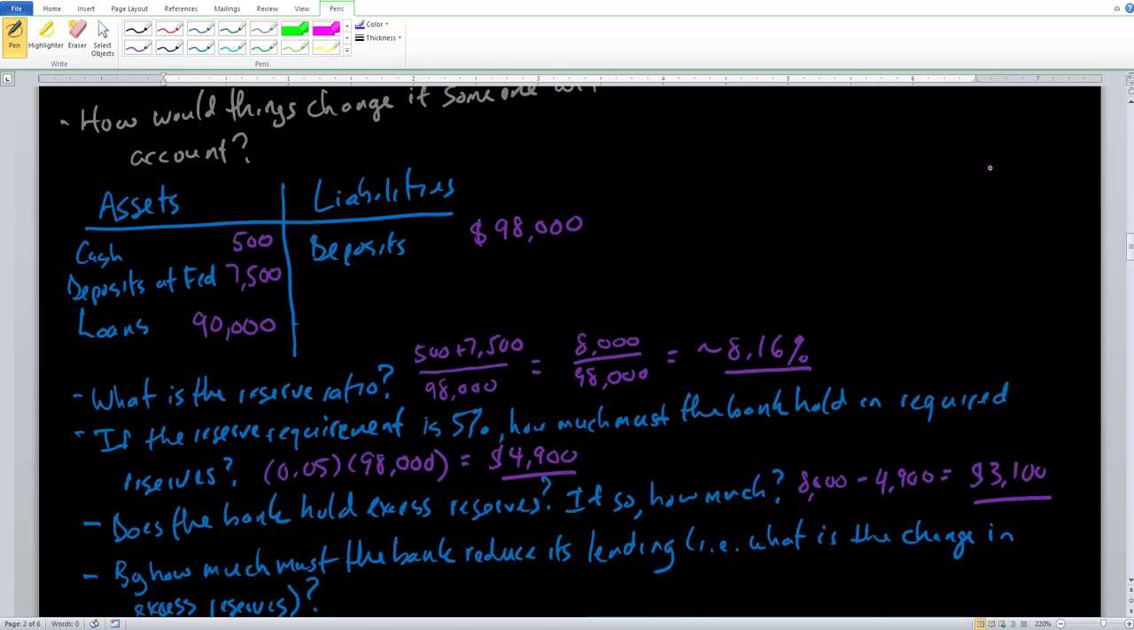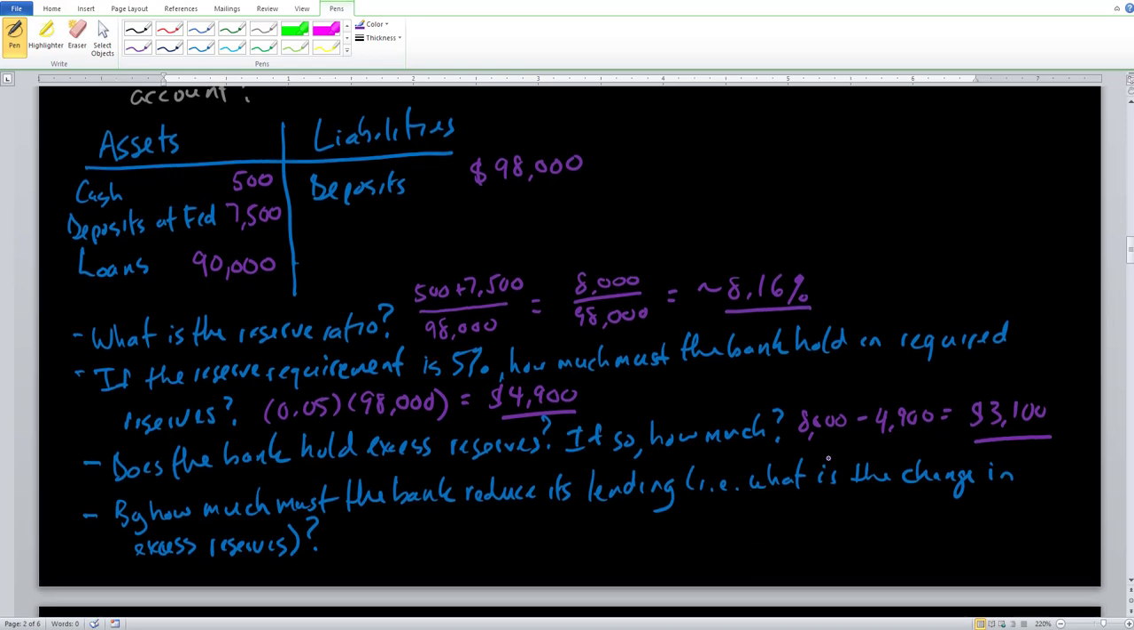Our excess reserves in balance sheet number 2 is 3,100. So when we take the difference between these two numbers, 5,000 minus 3,100, we will get the change in our excess reserves, which is 1,900. So the bank actually had to reduce its lending ability by $1,900.